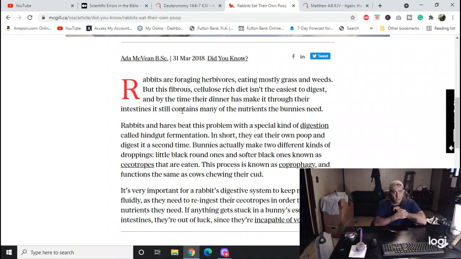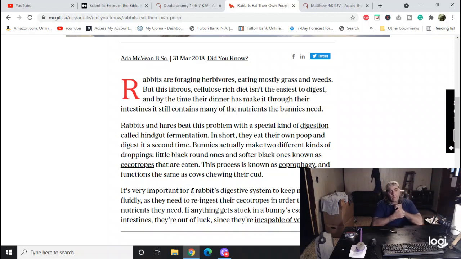Bunnies actually make two different kinds of droppings, little black round ones and softer black ones, known as cecotropes, that are eaten. This process is known as, I think that's coprophagy, C-O-P-R-O-P-H-A-G-Y. Coprophagy. And it functions the same as cows chewing their cud. It's very important for the rabbit's digestive system to keep moving fluidly, as they need to re-ingest their cecotropes in order to get the nutrients they need. If anything gets stuck in a bunny's esophagus or intestines, they're out of luck, since they are incapable of vomiting. That sucks.